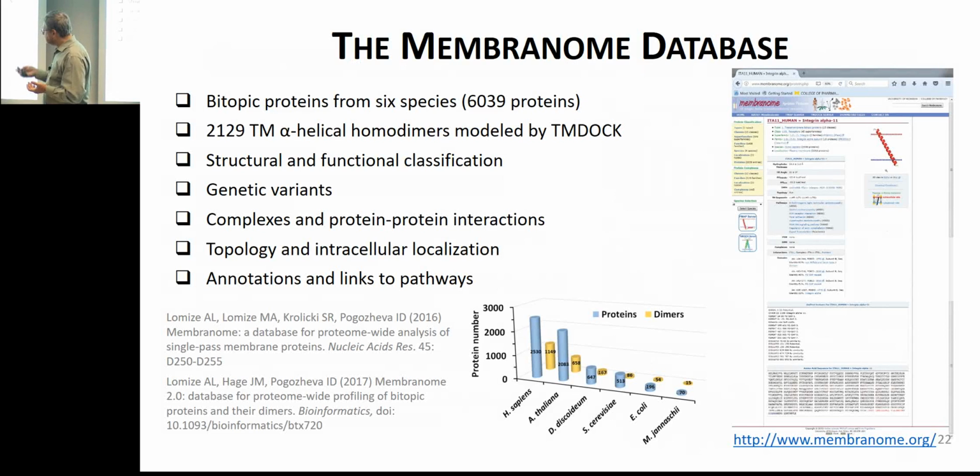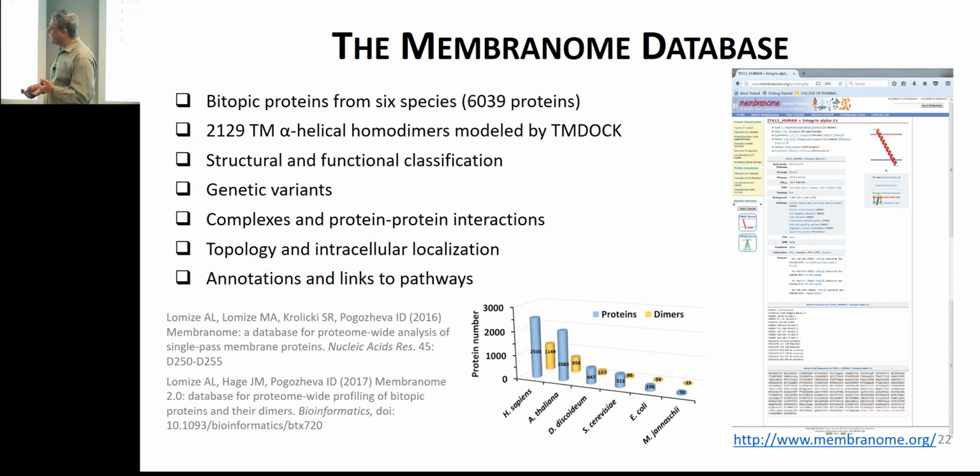And the results are currently available in our Membranome database: 6 species, 6,000 proteins, 2,000 dimers. They are also classified into more than 1,000 families, and they can be easily browsed here. The database also includes some genetic variants or mutations in transmembrane alpha helices, and these mutations are frequently related to diseases, especially cancer, and many other hereditary diseases.